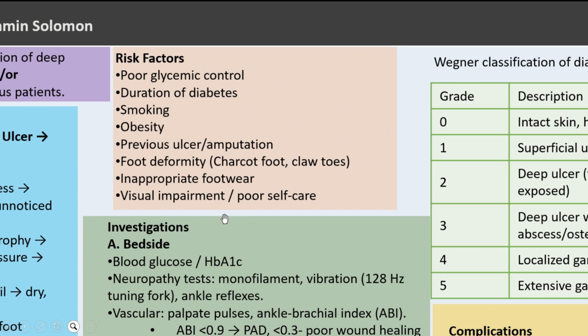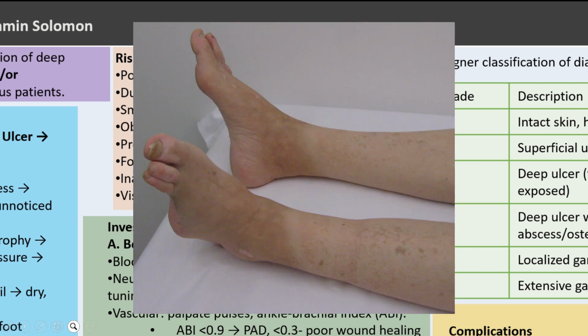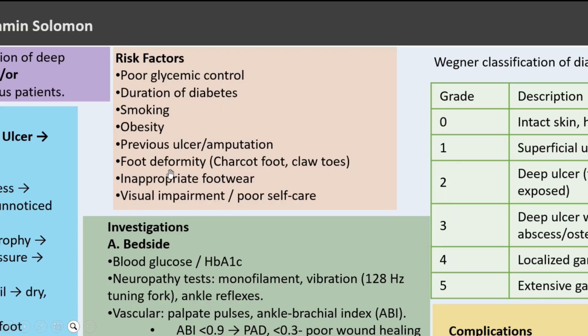an ulcer recurring. So some of the risk factors of these are going to include poor glycemic control, the duration of diabetes, and smoking, because smoking worsens peripheral arterial disease, or it worsens the formation of atherosclerotic plaque in the arteries. We have obesity, and previous ulcer or amputation. Someone who has been amputated before has an even higher chance of having another amputation. Foot deformities like the Charcot foot and claw toes. We have inappropriate footwear and visual impairment, because this person may have to rely on their eyes to see that they have wounds if they have a neuropathy and cannot feel anything.